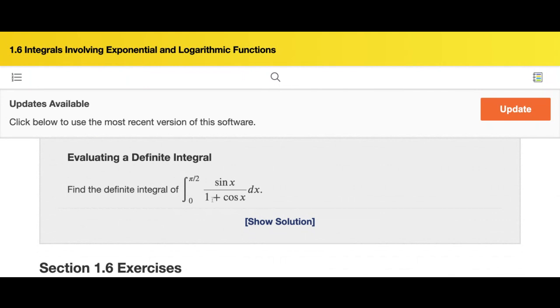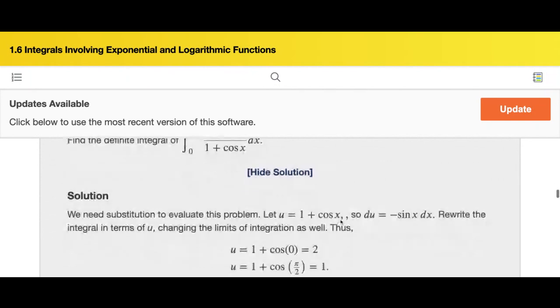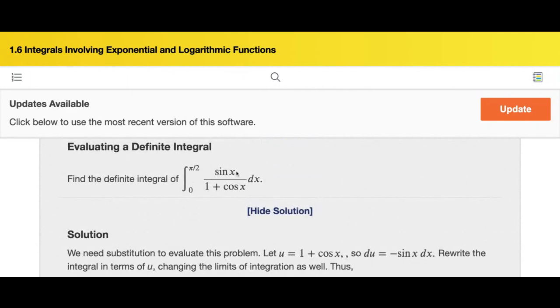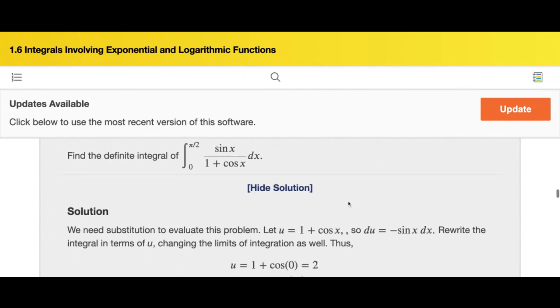So the denominator is 1 plus cosine x. The numerator is sine x. We probably want u to be the denominator, 1 plus cosine x. So when we take a derivative of that, we would get negative sine x. Bingo, that's in the numerator, right? So we let u be 1 plus cosine x. So the numerator is sine x, denominator is 1 plus cosine x. The limit goes from 0 to pi over 2.